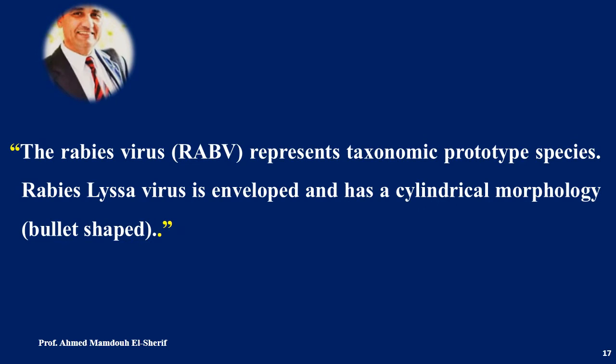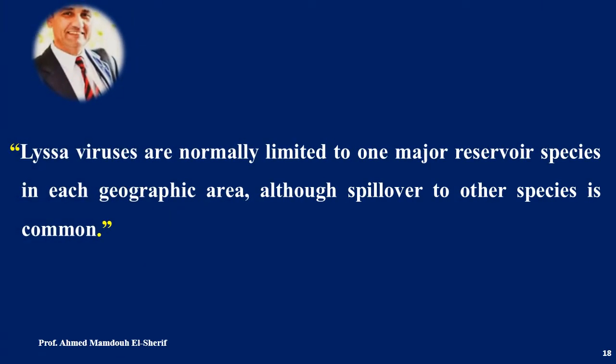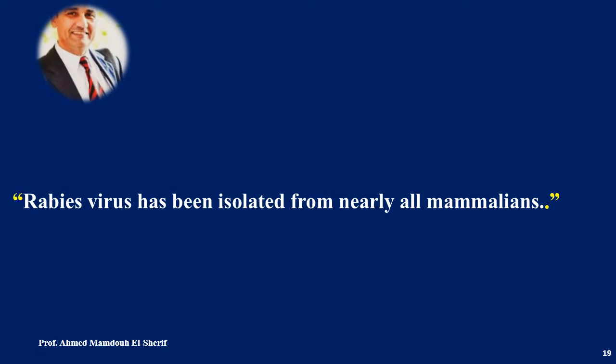The rabies virus represents the taxonomic prototype species. Rabies Lyssavirus is enveloped and has a cylindrical morphology, bullet-shaped. Lyssaviruses are normally limited to one major reservoir species in each geographic area, although spillover to other species is common. Rabies virus has been isolated from nearly all mammals.